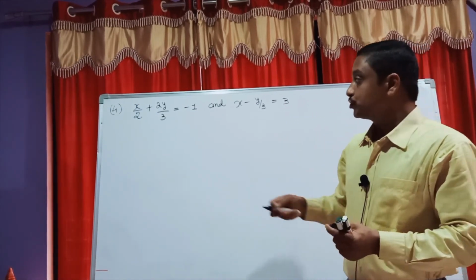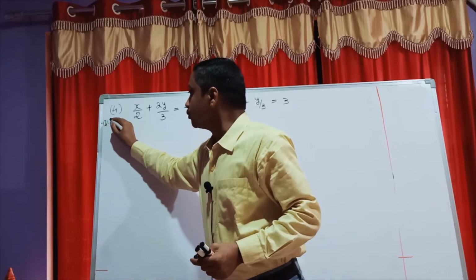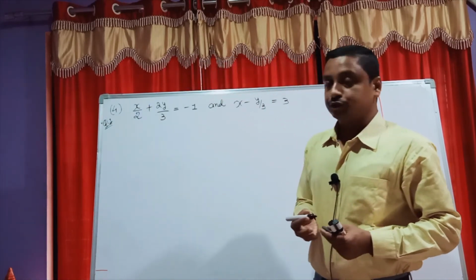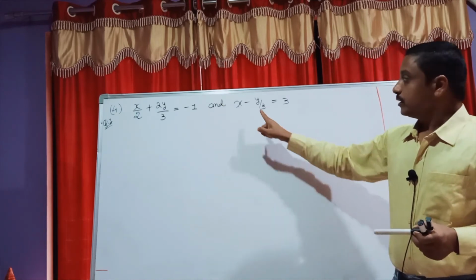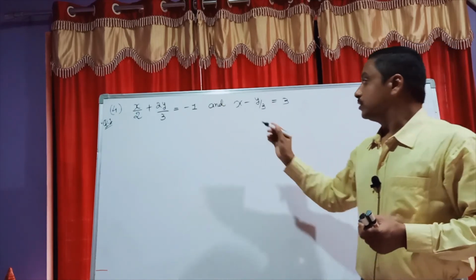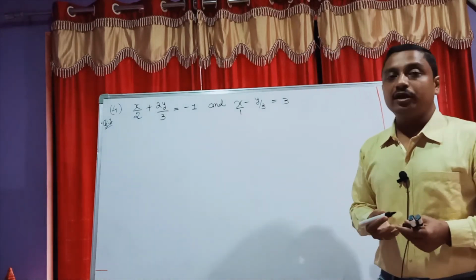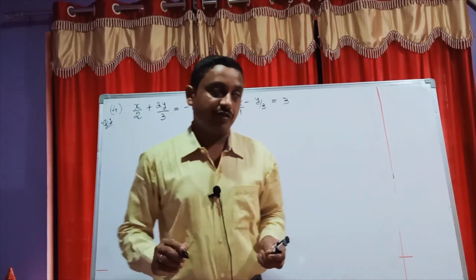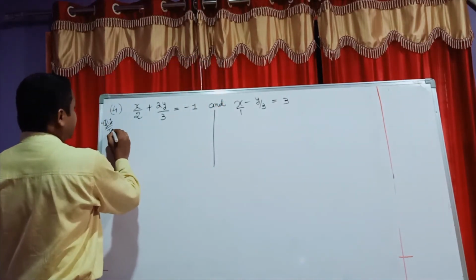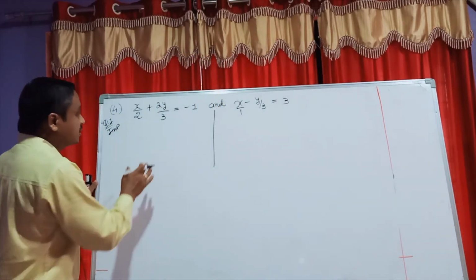Now one more numerical related to our question 1. Question number 4: x by 2 plus 2y by 3 is equal to minus 1, and x minus y by 3 is equal to 3. Students, here nothing is given, so you take only one method. First you simplify to the standard form. This numerical is an important exam-level sum.